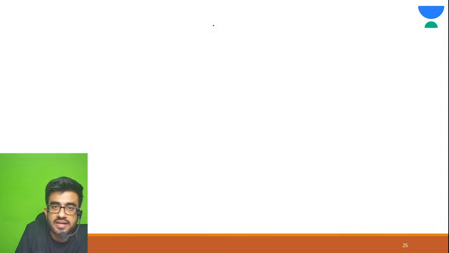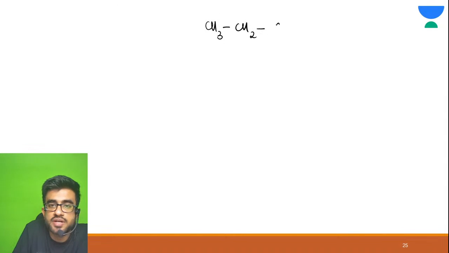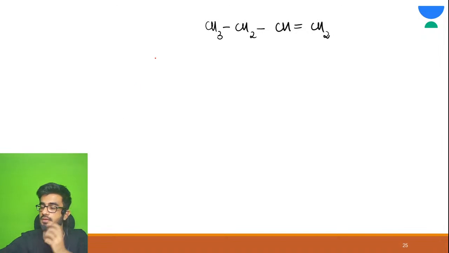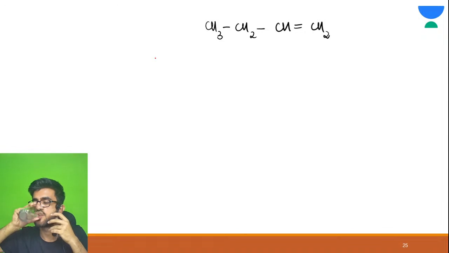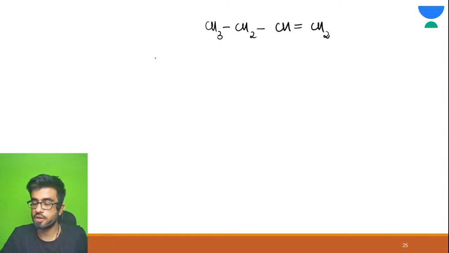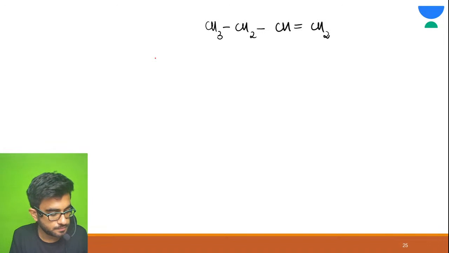Again, tell me which is alpha, how many alpha hydrogen it has, and whether hyperconjugation is possible or not. Tell me in the chat section. Tell me, come on. How many alpha hydrogen?